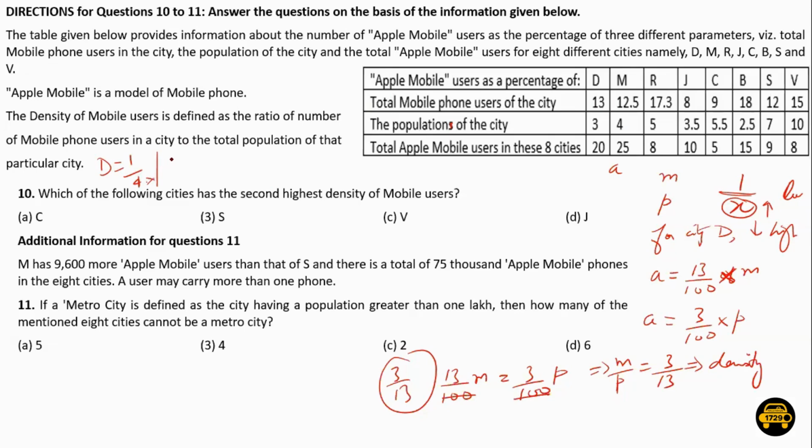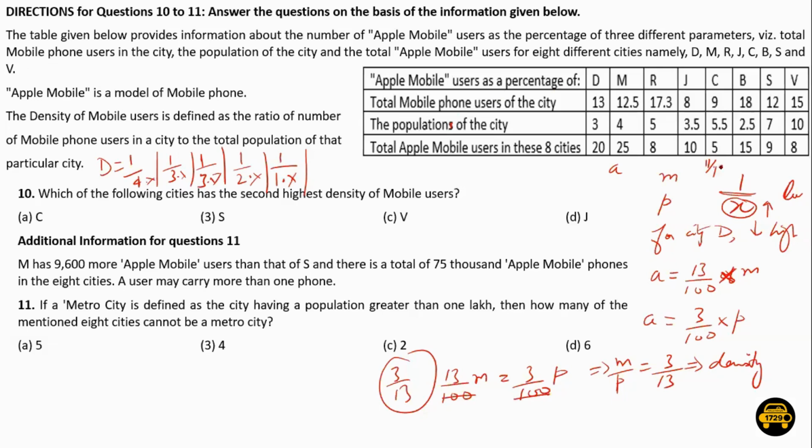Then for M it will be 1 upon 3 point something. Then for R it will be again 1 upon 3 point something. 5 upon 15 would have been 1 by 3. So 5 upon 17.3 will be 1 upon 3 point something. I'm writing it this way. Now for city J, we can write it as 7 upon 16. So 1 upon 2 point something. For city C, we can write it as 11 upon 18. So 11 upon 18 will be 1 upon 1 point something. We need not calculate initially. We'll see when we have to do it. Right? So I'll write it here.